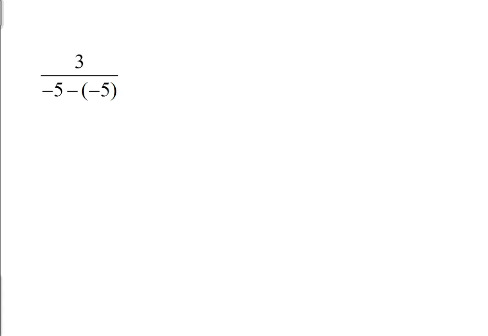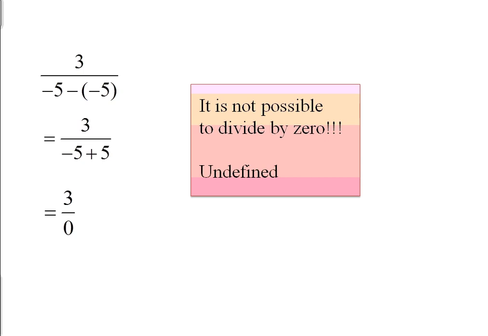In the next example, we have an expression where the numerator and denominator are just the reverse of the previous example. So we have a numerator of 3, denominator of negative 5 subtract negative 5, which simplifies to negative 5 plus 5, and 3 over 0. Now, unlike the last example where we had 0 over a number, in this example we have 3 divided by 0. It's not possible to divide any number by 0, so we say that the result is undefined. This expression can't be simplified, it has no value.